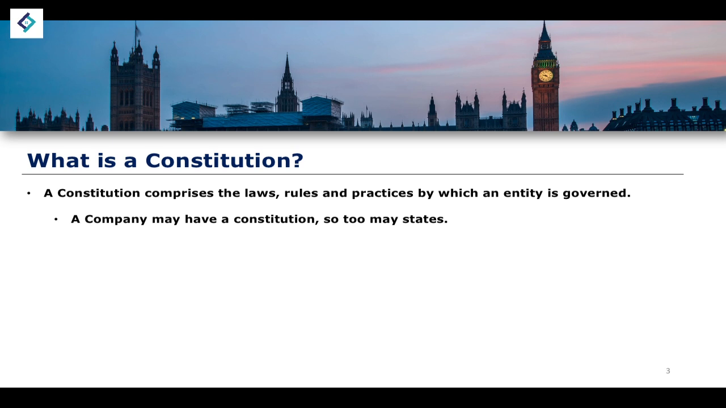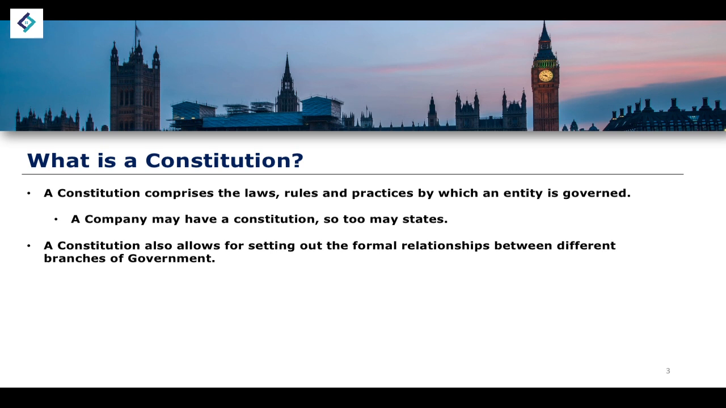But so too may states, and arguably the two most common interpretations of where we find a constitution existing is in relation to a company on the one hand and states on the other hand. Now, a constitution in the form of a state constitution also allows for the setting out of formal relationships between the various different branches of government.